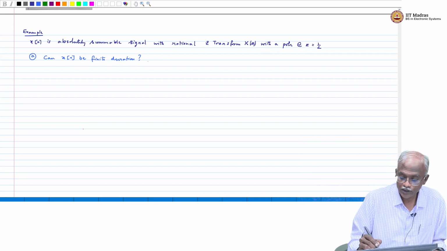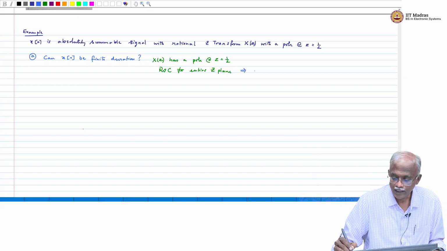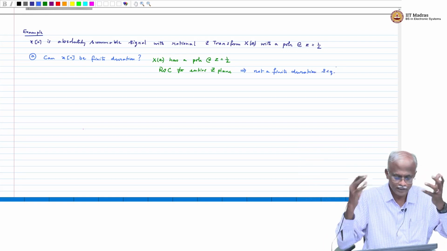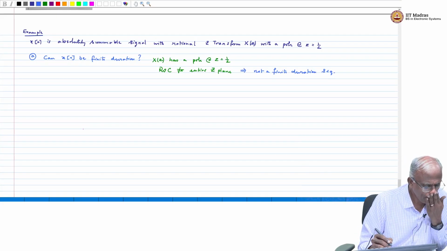This X of z has a pole at z equal to 1/2. So the ROC cannot be equal to the entire z plane. If this is not true, then it means that it is not a finite duration sequence. So this is an application of basically looking at it from different directions.